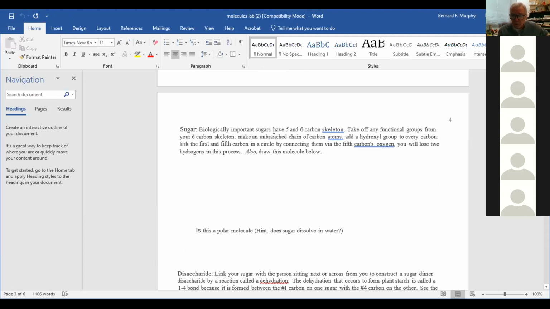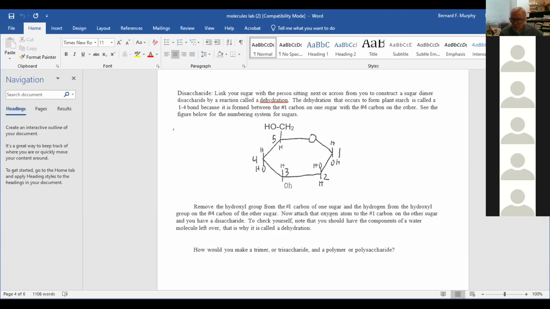So you take off all functional groups from your 6 carbon skeleton, make an unbranched chain of carbon atoms, add a hydroxyl group to every carbon, and then link the 1st and 5th carbon in a circle by connecting them by the 5th carbon's oxygen. You will lose 2 hydrogens in this process. Then you draw the molecule. And there's a simpler way of drawing, actually, down here.